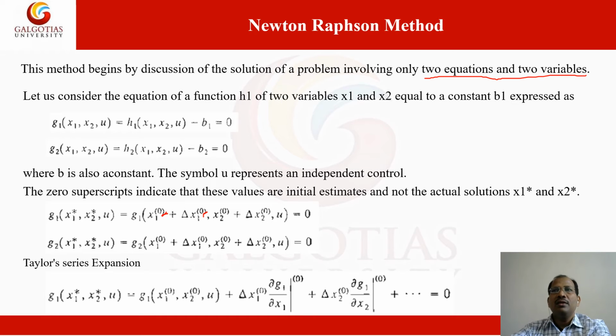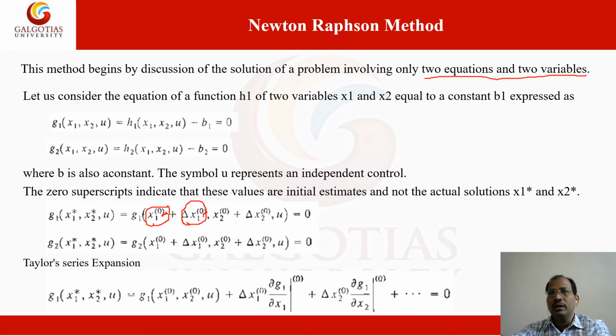So here we are just going to use this one. The superscript means the iterative value: first iteration, second iteration, and so on. And the initial values we are representing as x1 star and x2 star. So g1 of x1 star, x2 star, you can represent like this. These are the initial values, or we can say the starting values. This is the deviation in the value of x1.